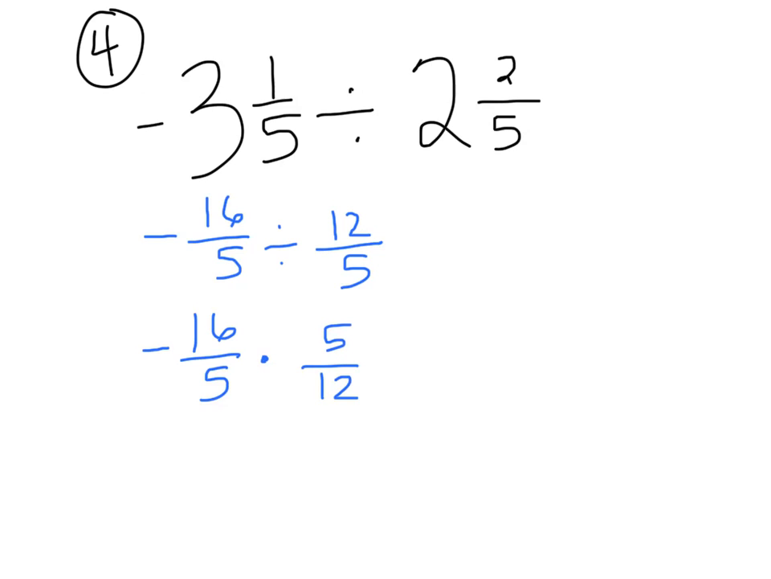I'm going to see I can cross simplify some things. So my 5s and 5s both become 1s. The 16 and the 12 I can divide by 4. And since I'm multiplying a negative times a positive, my answer is negative. I multiply across the top and get 4, multiply across the bottom and get 3. That's an improper fraction because the top is too big, and I change it to 1 and 1/3, and don't forget my negative sign.